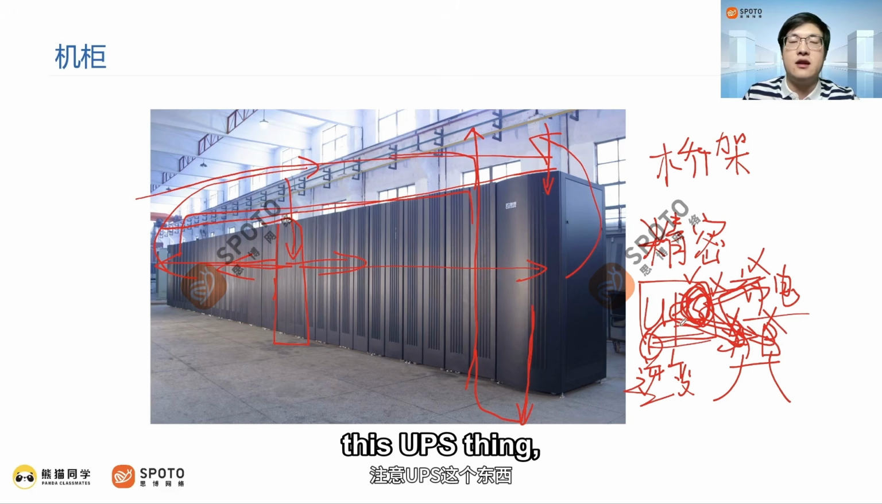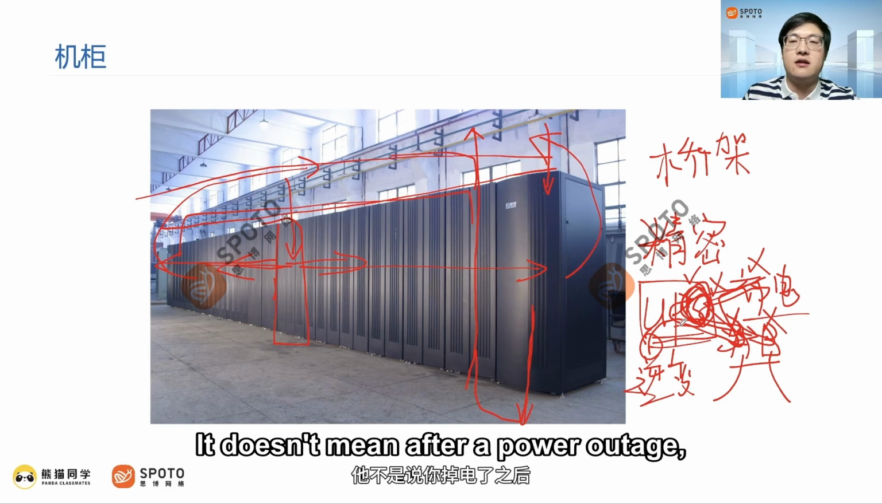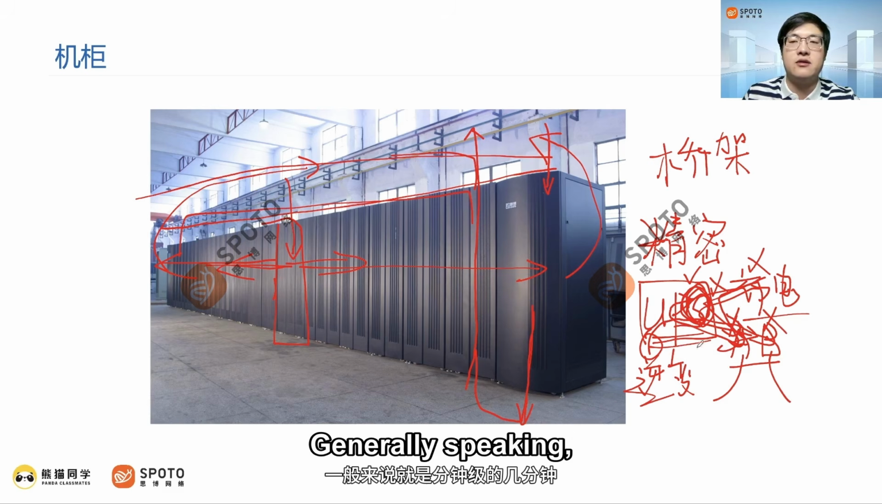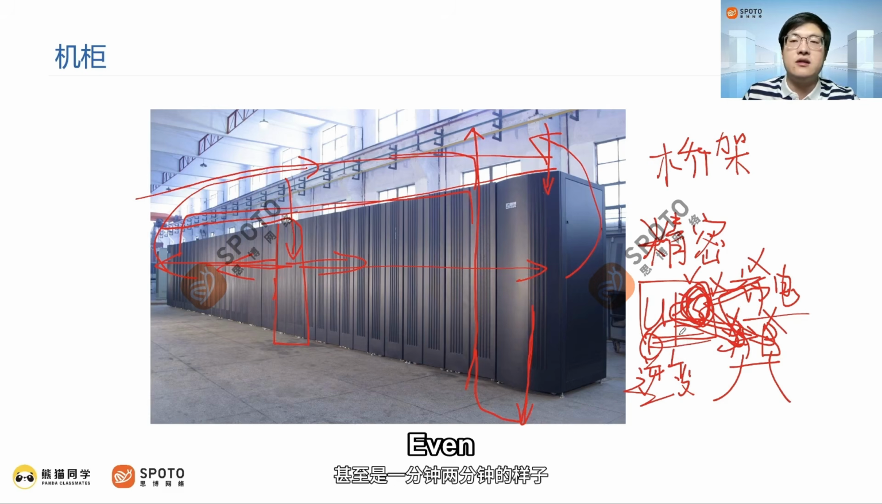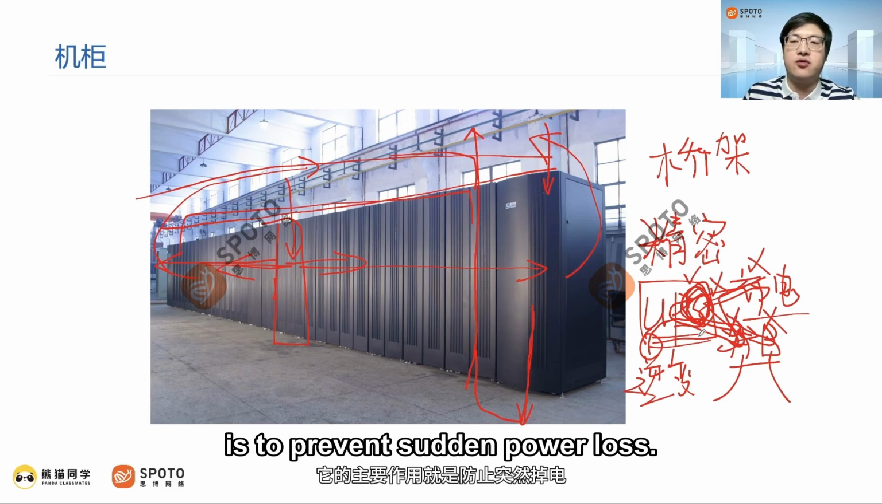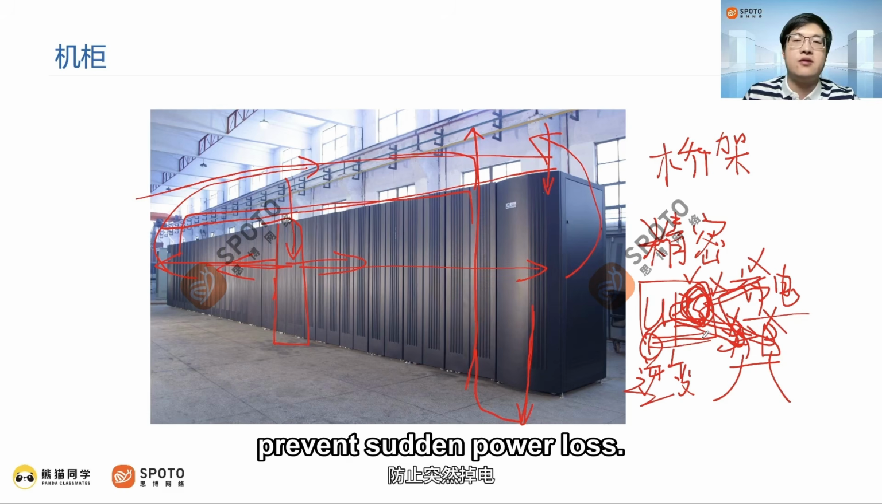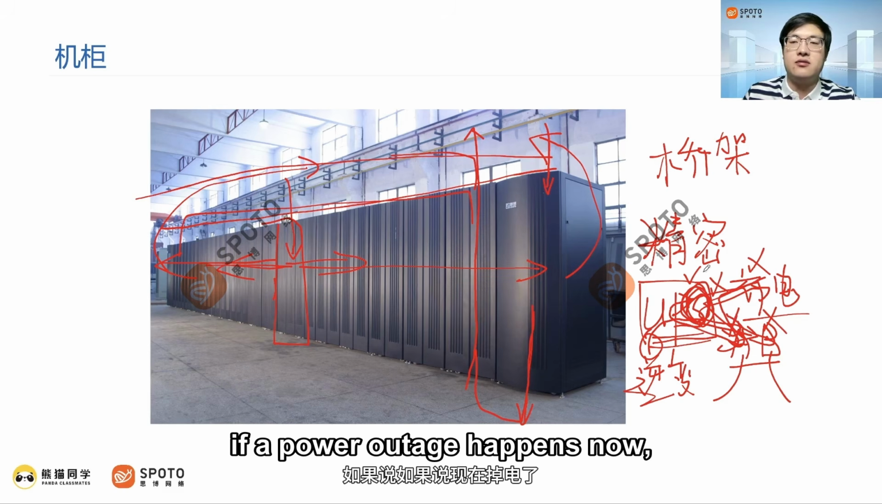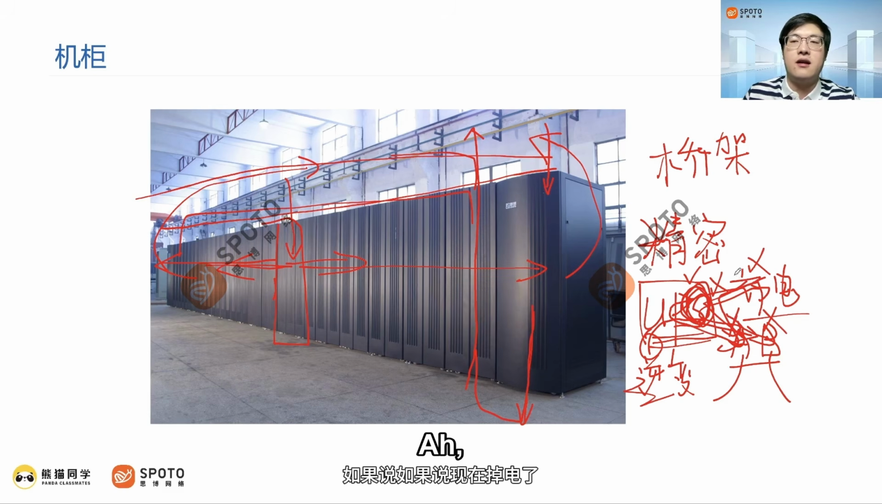A note about the UPS: it's not for long-term use. It doesn't mean that after a power outage you can use it for several hours. Generally, it's a few minutes, even 1 minute or 2 minutes, depending on battery capacity. Its main function is to prevent sudden power loss. Generally, the UPS gives you about a 30-minute response window.